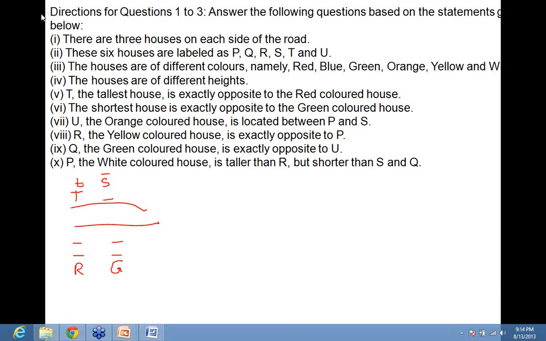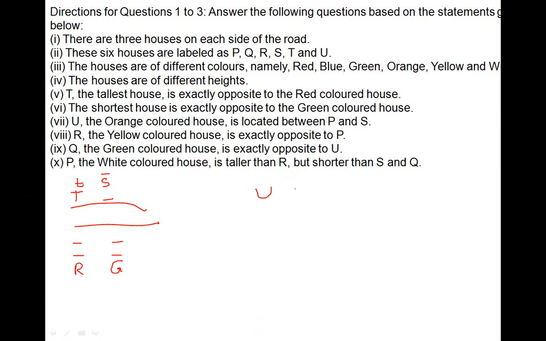From the 6th statement you can determine this. From the 7th statement you can say U, the orange colored house, is located between P and S. Now this is important. U is located between P and S, right? So there can be only two possibilities. Either U is here and P and S are here, or U is here and P and S are here. These are the two cases. This is the first case. This is the second case.